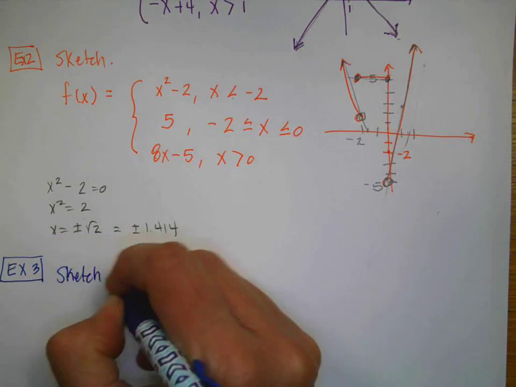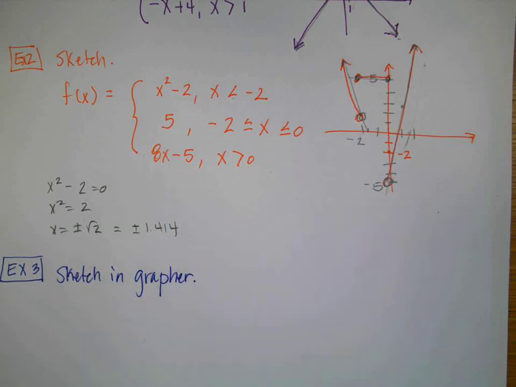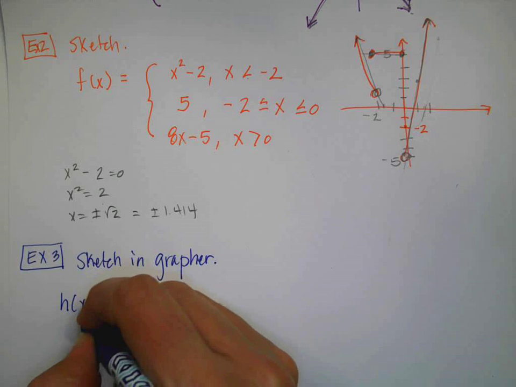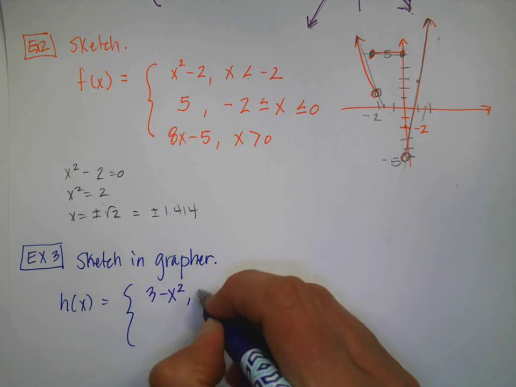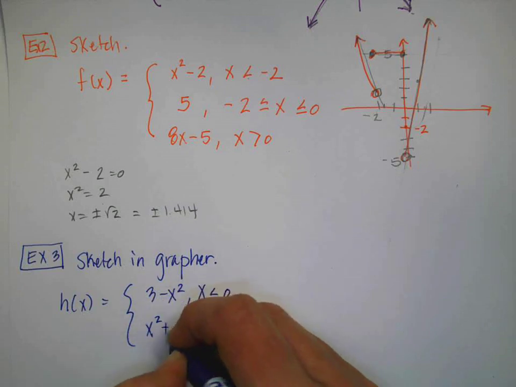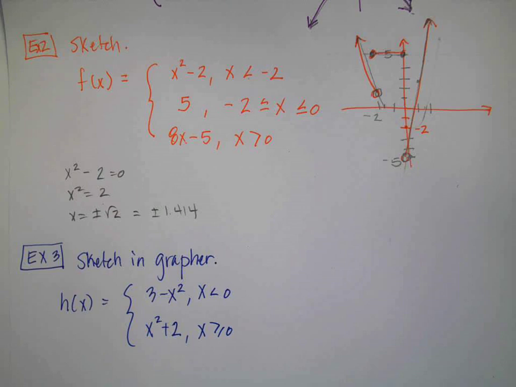So we're going to sketch in grapher. And I'm actually not going to transfer it to paper because I want you to just remember the process. So this particular piecewise is going to be 3 minus x squared for x is less than 0, and then x squared plus 2 for x is greater than or equal to 0. So for this particular piecewise, I have an upside down parabola and a right side up parabola.